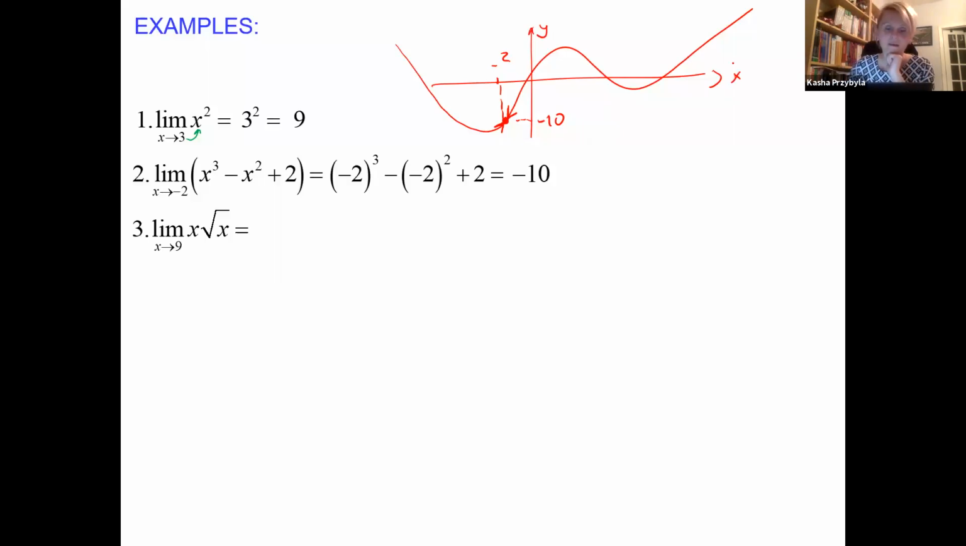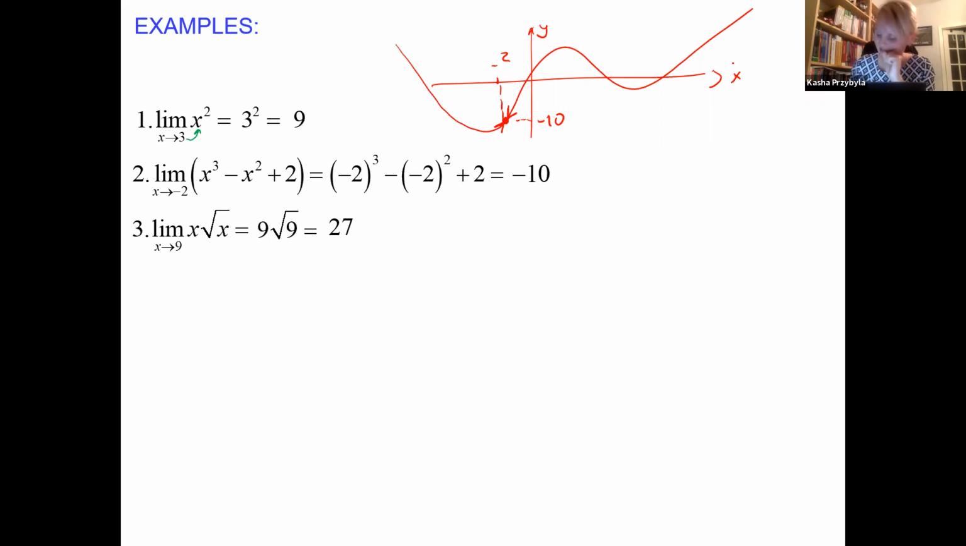Then x times square root of x: how does this function behave at 9? 9 is simply in the domain. We can just substitute, so no problem. Can you tell me this number? 9 times 3. Okay, 27. For some reason, I was expecting 81.